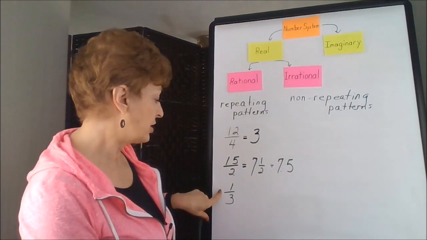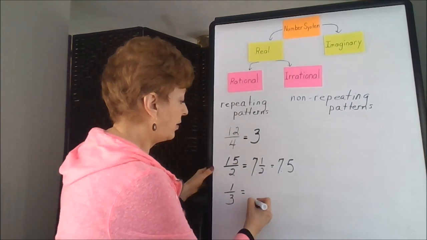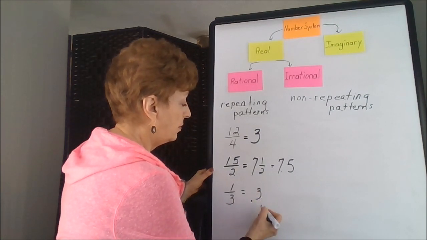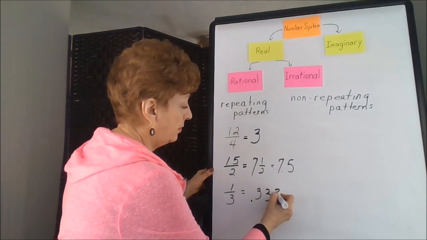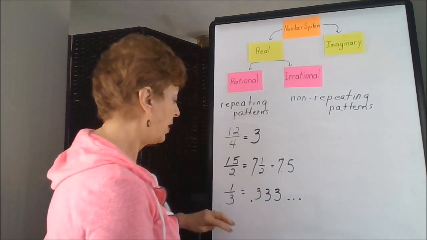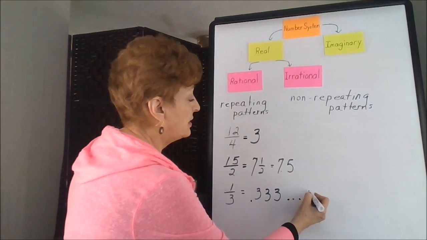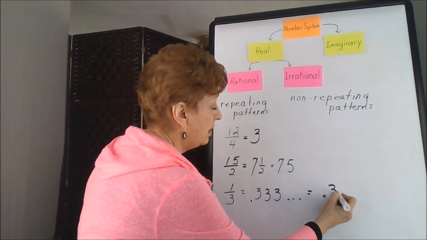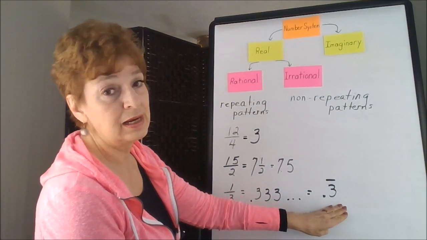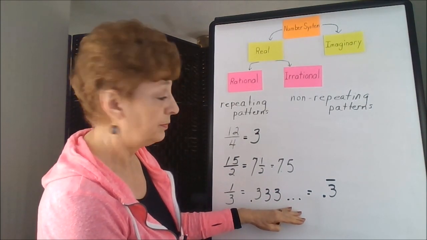If we have a fraction like 1/3, that has a repeating pattern. It doesn't work out evenly. It keeps on going to infinity, but the pattern is clearly recognizable. And in fact, you could say this as 0.3 with a bar over it. That also means that the 3 is repeating. It goes on to infinity, however.